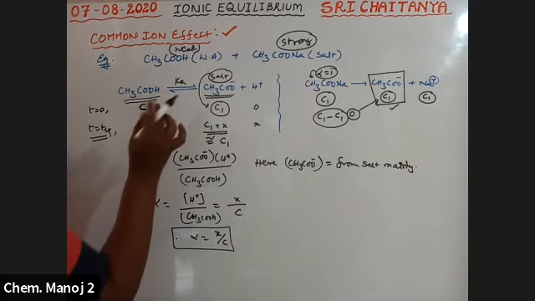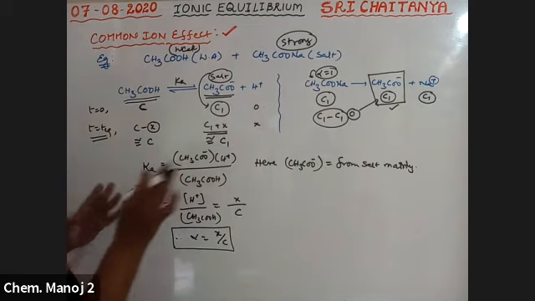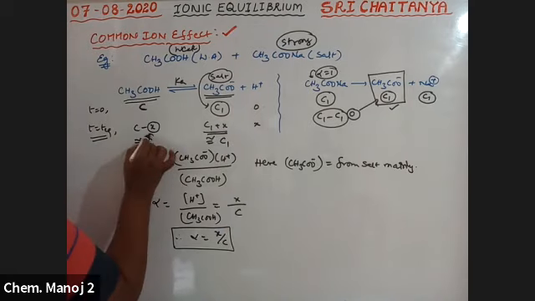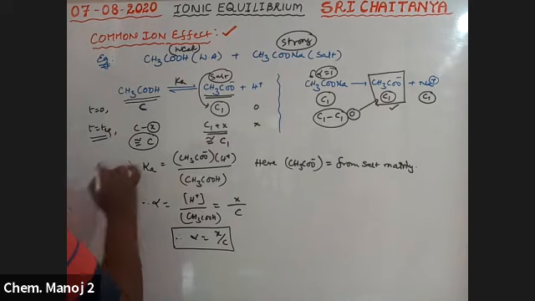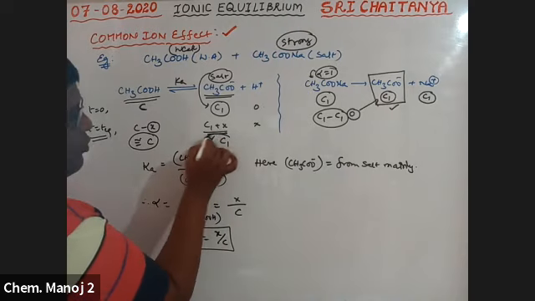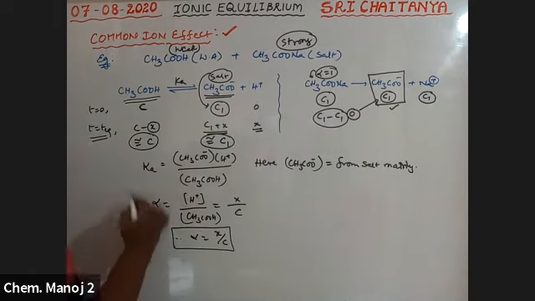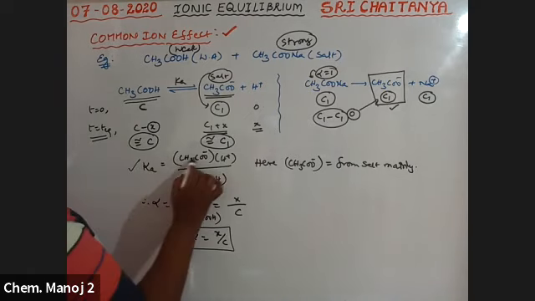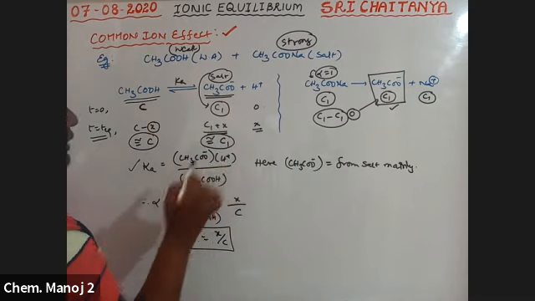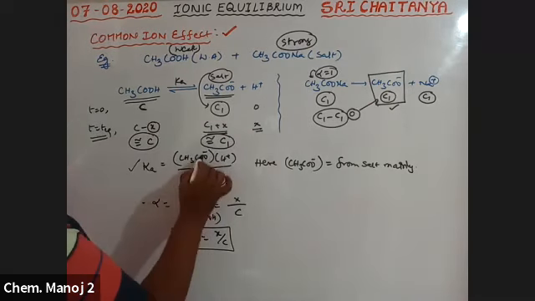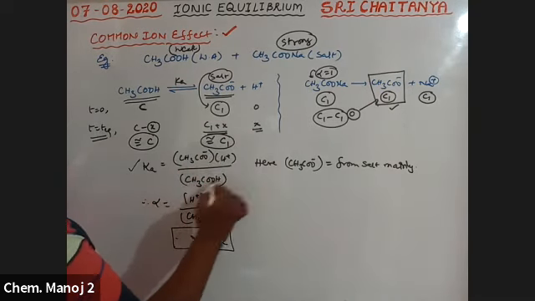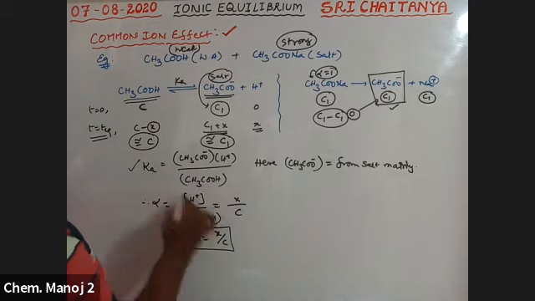Because it is a weak electrolyte, the degree of dissociation is very, very small. That's why X is negligible. Therefore, this value is almost equal to C and this value is almost equal to C1, and this is X. Therefore, Ka is equal to the product concentrations divided by the reactant concentration, that is, CH3COO- concentration times H+ concentration divided by CH3COOH concentration.